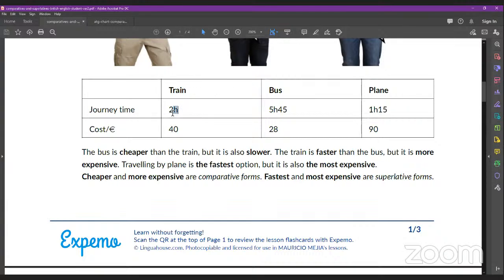Journey time, 2 hours. Cost, 40 euros. Bus, journey time, 5 hours and 45 minutes. Cost, 28. Plane, 1 hour and 60 minutes. Cost, 90.